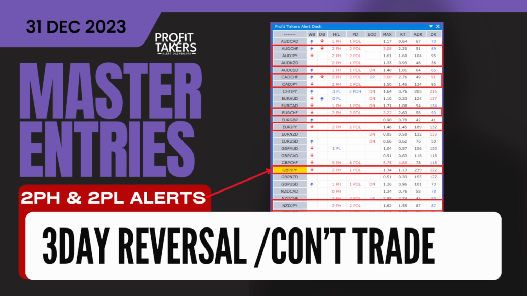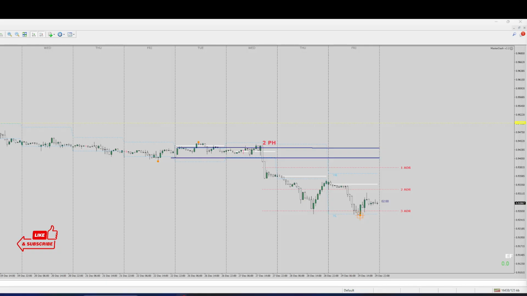All right. So we're going to talk about the 2 peak high or peak low alert, which is also known as a 3-day reversal. However, continuations do still occur with these types of setups. So we're going to look at what happened last week, and we'll see what to look for in our coming trade week. All right, let's get to the charts.